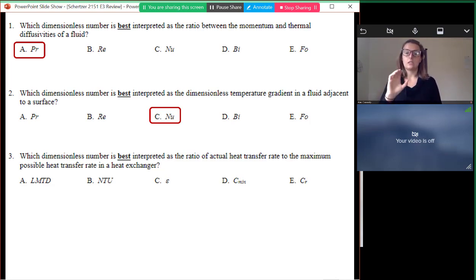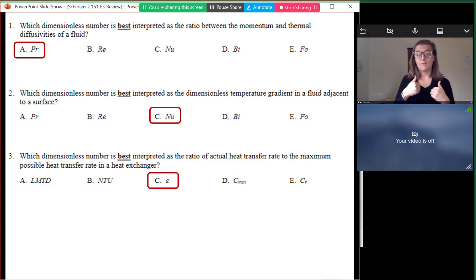Question 3, which dimensionless number is best interpreted as the ratio of actual heat transfer rate to the maximum possible heat transfer rate in a heat exchanger? So here, this is the effectiveness. We have a similar definition for fin effectiveness, where it's actual heat transfer divided by maximum heat transfer. So if you have an actual divided by a maximum, when you're talking about heat transfer, that's an effectiveness number.